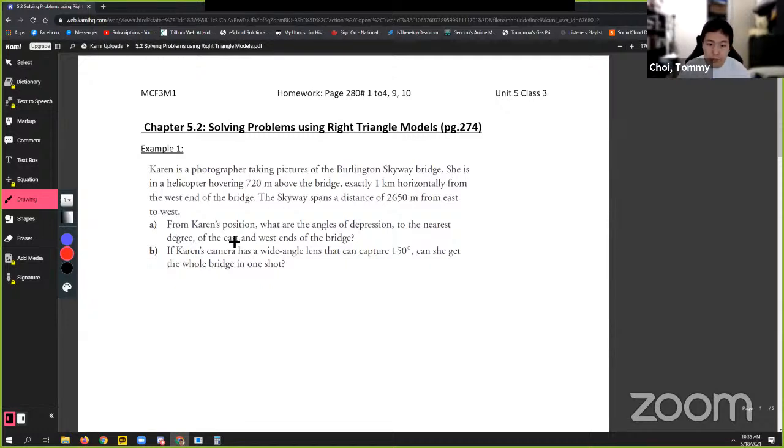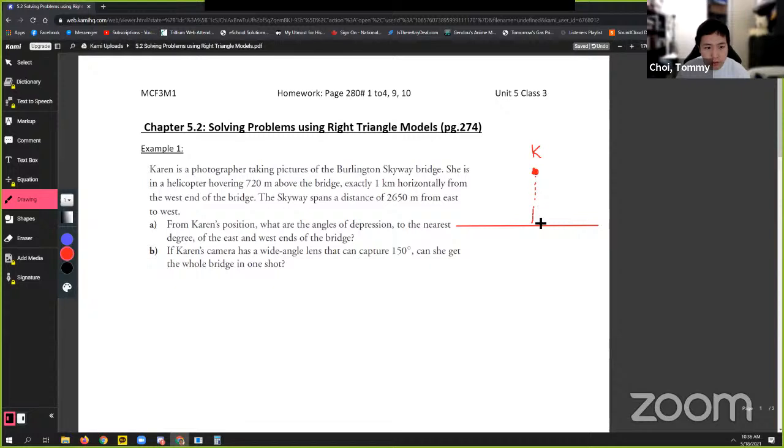Now, don't even read part A, part B. There's no point going there yet. Draw it. Can you draw this diagram? First, we have our helicopter up here. I can't draw, so I'm not going to draw a helicopter. We'll say this is Karen, we'll call this K. Karen is up in the sky, above the bridge here. If we draw the bridge, maybe it's more like this.